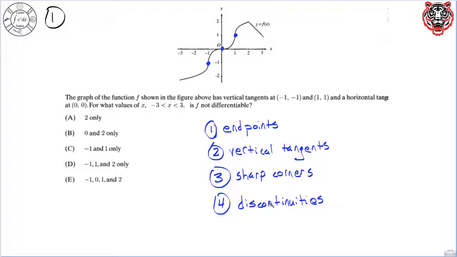And there's 4 things that make it not continuous. All right, so we're looking for these 4 things. So endpoints can't have that in here. Vertical tangents, oh look, it tells us that it has vertical tangents at -1 and 1. So -1 and 1 should be included. So everything that doesn't have a -1, 1 should be crossed out. And so that's -1 and 1. Sharp corners, oh look, we have a sharp corner at 2. So that's at 2. And any discontinuities, there are no discontinuities in this graph. So -1, 1, and 2. Correct answer is D.